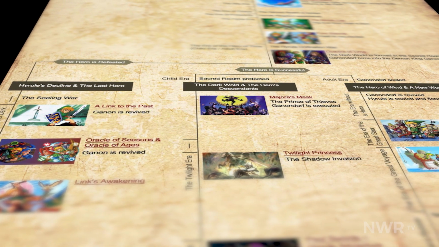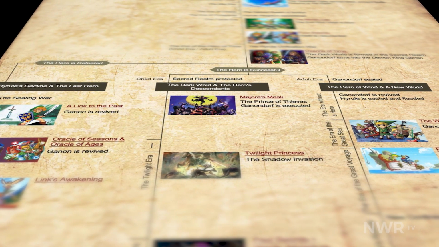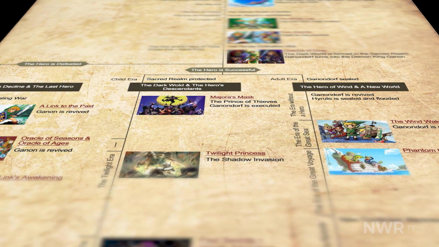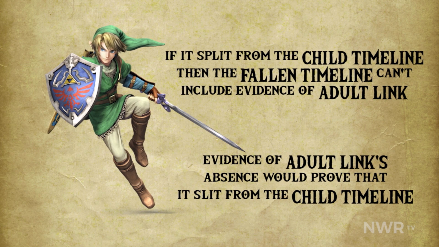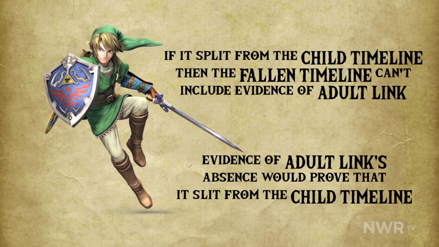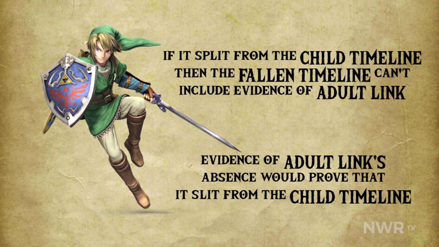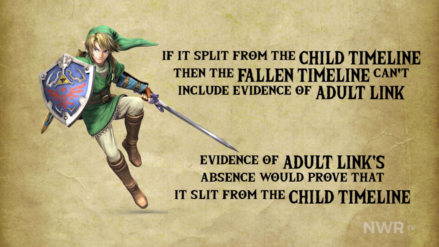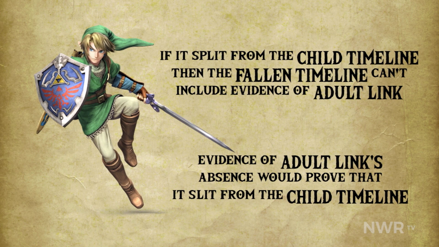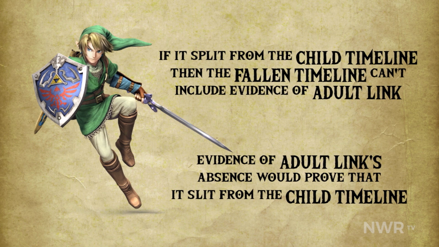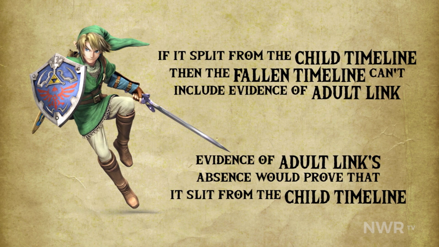In order to definitively prove that the Fallen Hero timeline split from the child era and not the adult era, we'd need to prove that an event that adult Link accomplished prior to his fight with Ganondorf never happened in the Fallen Hero timeline. If there is evidence of adult Link in the Fallen Hero timeline, then it couldn't have split up from the child era. But if, for example, a character or characters who were killed by adult Link are still alive in the Fallen Hero timeline, then Link can't have been an adult when the split occurred. Makes sense, because then those characters wouldn't be there anymore. And luckily, we have just such a case.